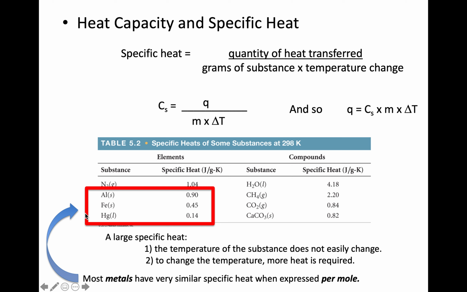If we look over here, we have several metals that are listed. Aluminum, iron, or mercury as a liquid is still a metal. Most metals, it turns out, have very similar specific heat values. The reason these are shown different is this is per gram. If they were expressed per mole, they would have very similar values.